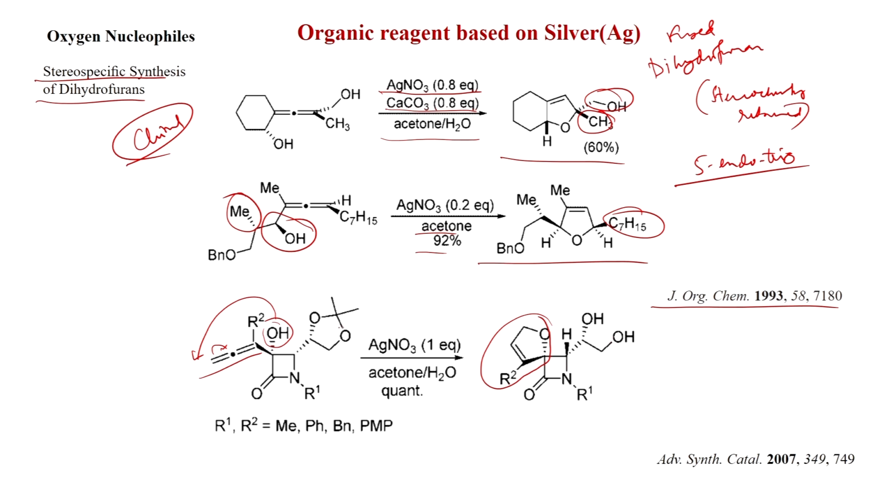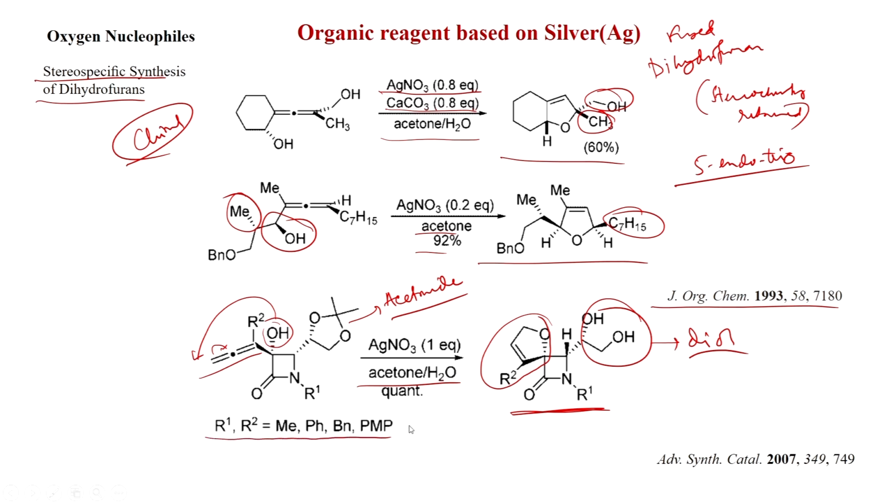So also in this condition this is an acetonide. So acetonide, because the reaction happened in acetone-water, you get the hydrolysis. So this goes to diol, and here the cyclization happens selectively, and this motif is undisturbed in this reaction. So different groups can be tolerated. R1, R2 can be methyl, phenyl, benzyl, PMP group. This work was published in Advanced Synthesis and Catalysis 2007.